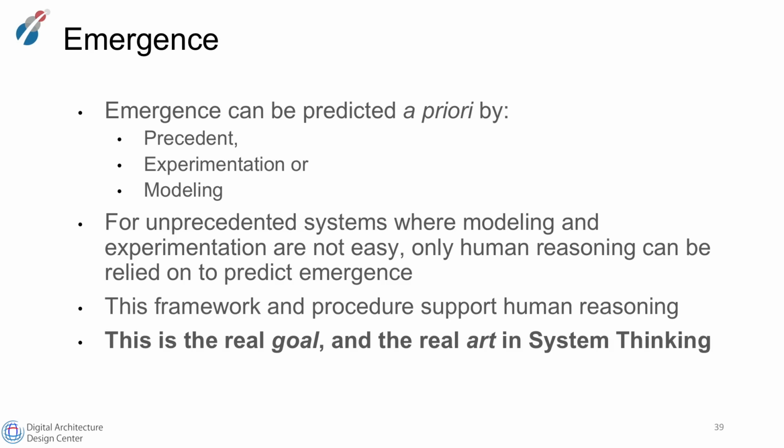So emergence can be predicted a priori by precedent, meaning you've already built or seen a similar system, by experimentation, or increasingly by modeling. But for unprecedented systems, so systems we've never built before, modeling and experimentation are not easy. And human reasoning still is essential, even in the age of AI, I will argue. And so the framework of systems thinking and the 4-step procedure supports human reasoning. And that is really the goal and the real art in systems thinking.